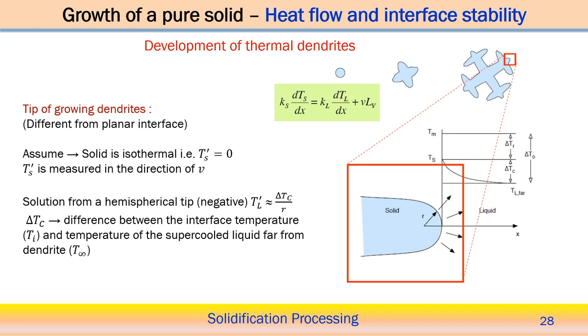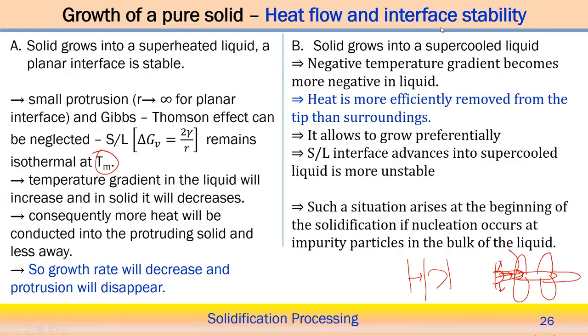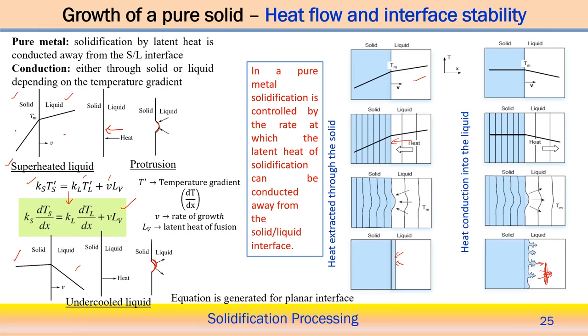For the development of thermal dendrites, we can see the tip of the growing dendrite, which is different from the planar interface. A planar interface is basically one plane, but here we consider this as one particular part of the thermal dendrite. In that case, we can assume the solid is in isothermal condition, with more or less uniform temperature and not much temperature gradient in the solid. In the second case, the temperature gradient is almost flat, meaning the solid-phase gradient is very low, and whatever gradient exists is in the supercooled liquid phase.